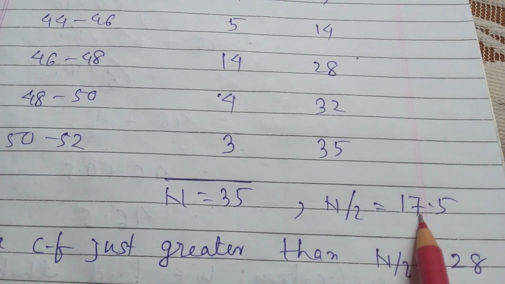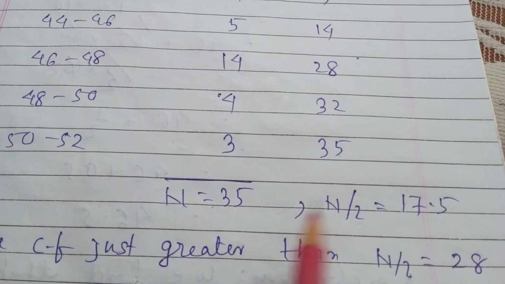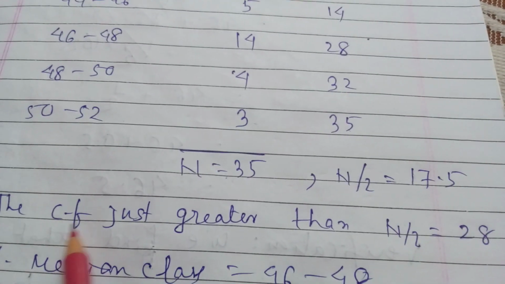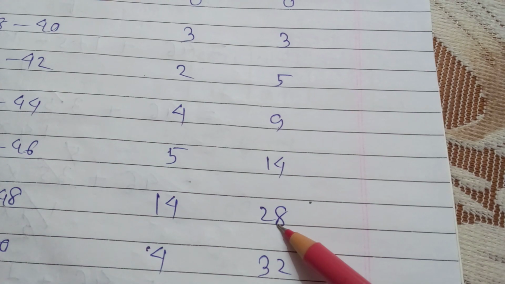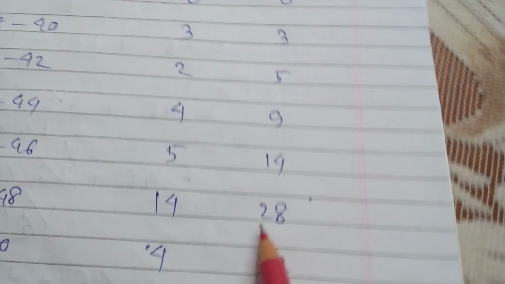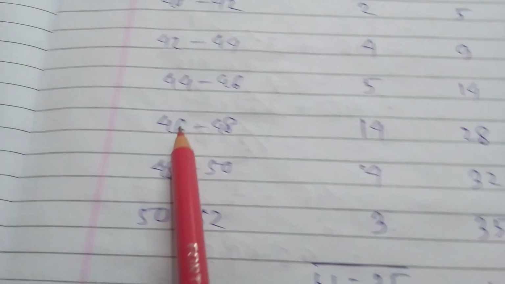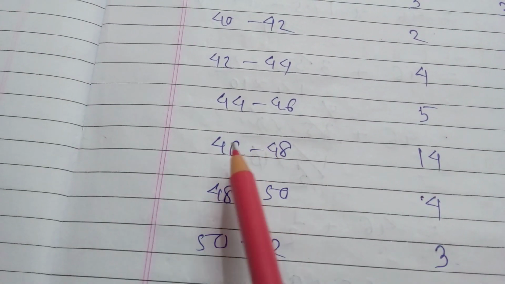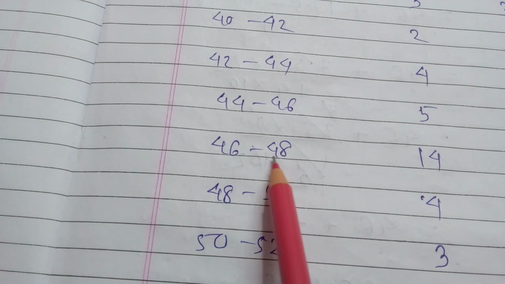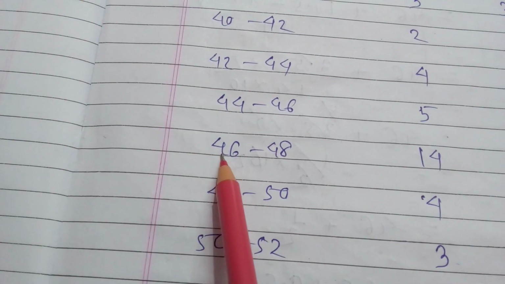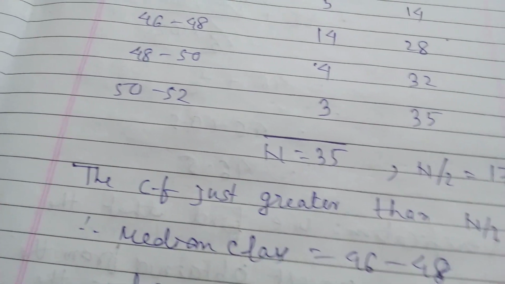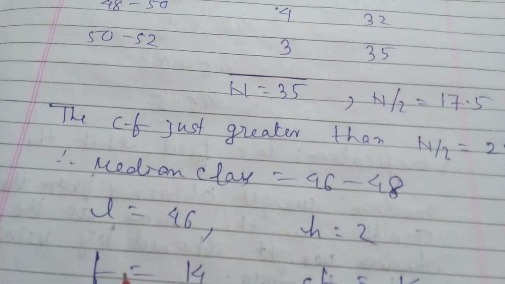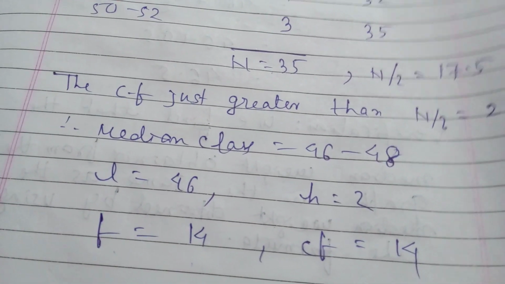And n by 2 is 17.5. Now simply you use the formula. The CF just greater than n by 2, meaning greater than 17.5. You look here, 28 is just greater than 17.5, which is n by 2. So this is the median class, 46 to 48. This is L and h is the difference between the two limits, so 48 minus 46, 2. This is f and this is CF. So L equals 46, h equals 2, f equals 14, CF equals 14.